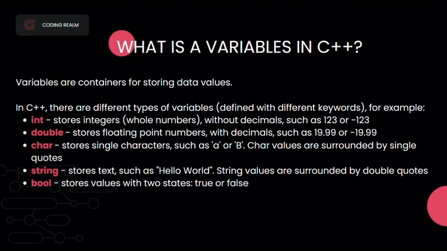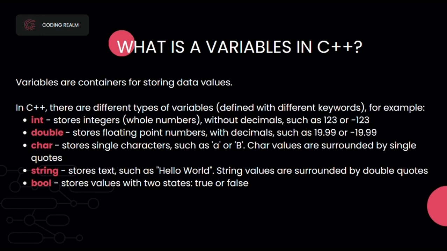First, what is a variable in C++? Variables are containers for storing data values. In C++, there are different types of variables. For example, int defines integers, like whole numbers without decimals, such as 1, 2, 3, or -1, -2, -3. Double stores floating point numbers with decimals, such as, for example, here 19.99 or -19.99. Char stores single characters.